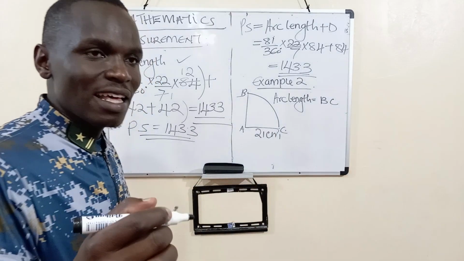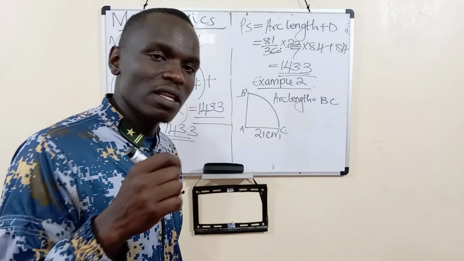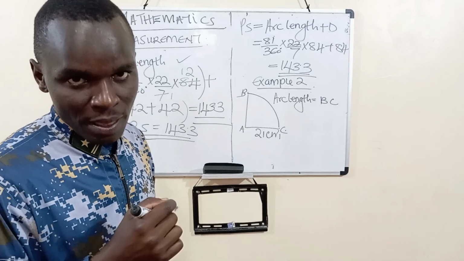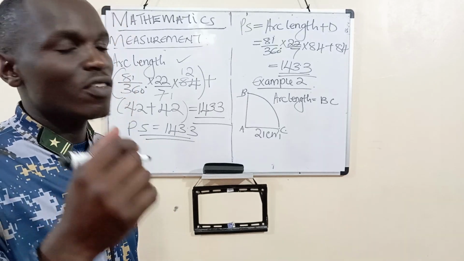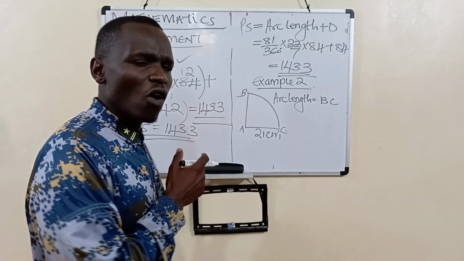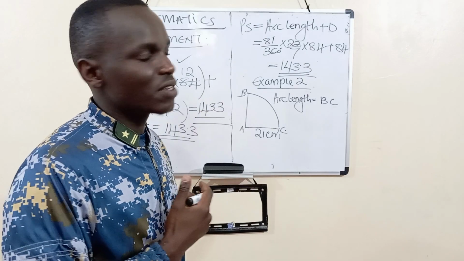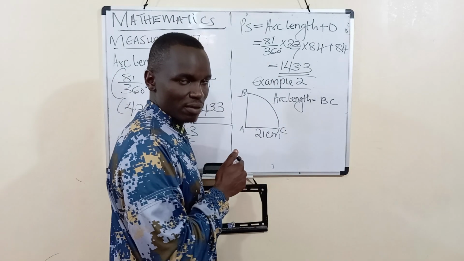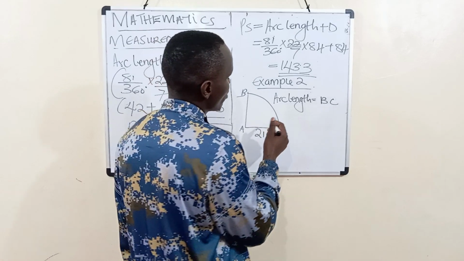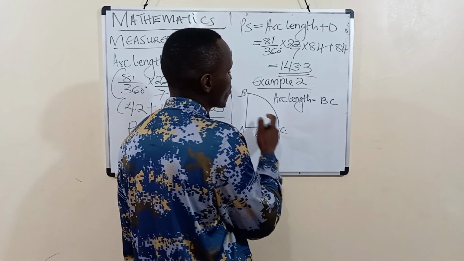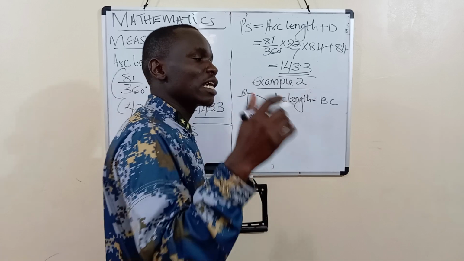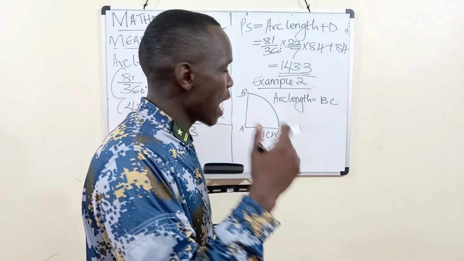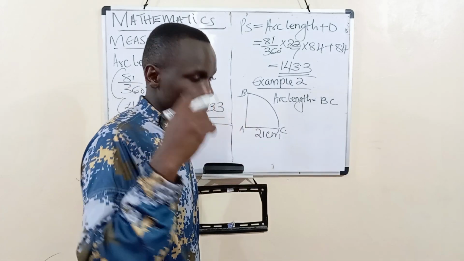We agreed that an arc is a fraction of the circumference. So we must first of all get the fraction of the circumference. The fraction of the circumference in this case is BC. That is the length. How do we obtain the value of the length? Because it's a fraction of the circumference, we are not going to use the angle. Why? It is not given.